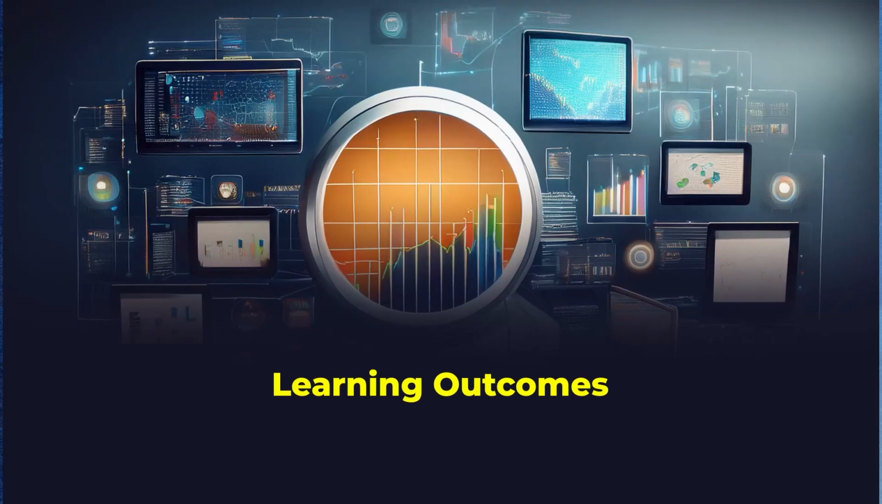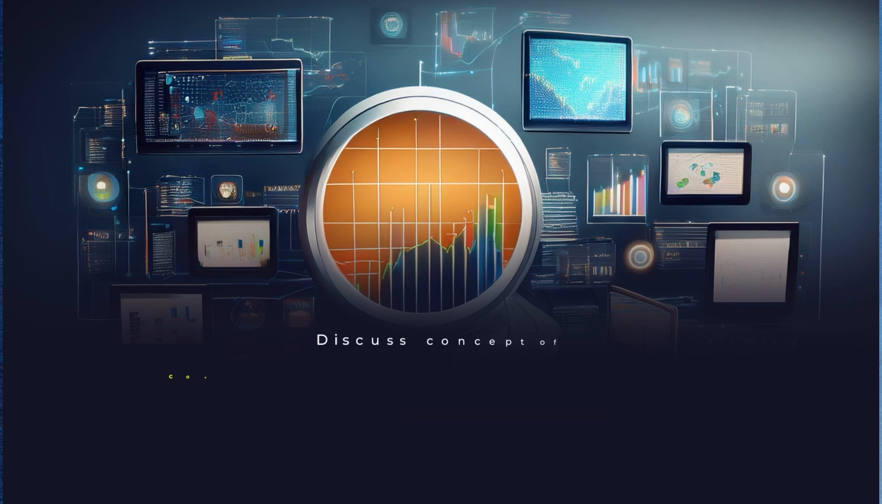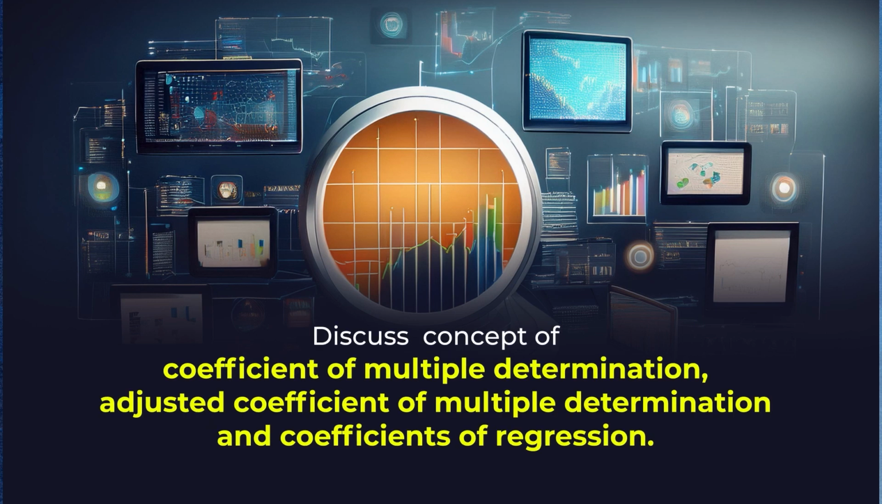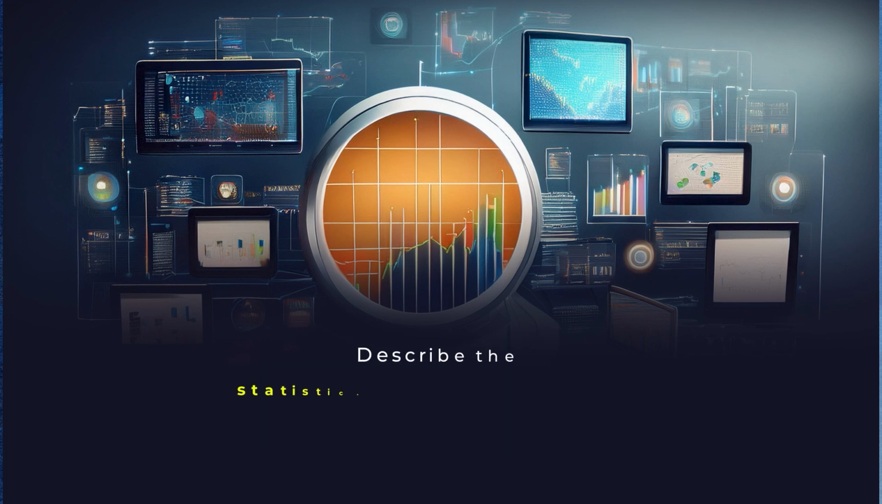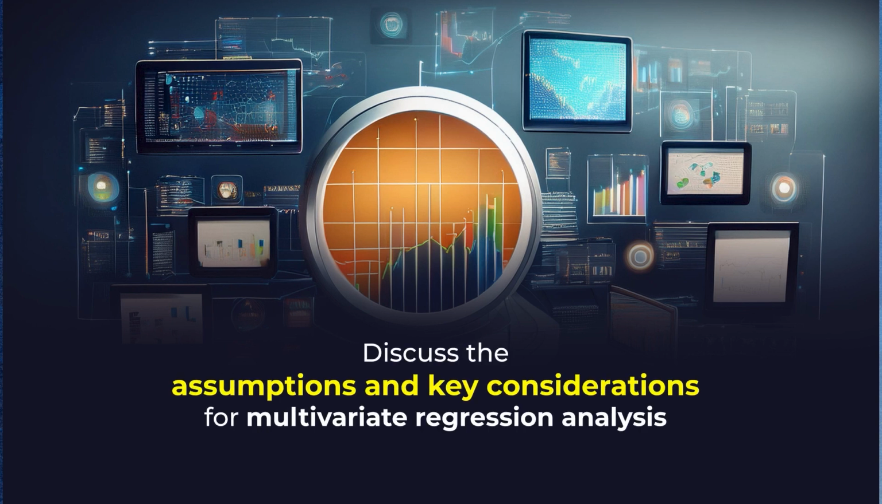Learning outcomes of this session are: explain the nature and methods of multivariate regression analysis, discuss the concept of coefficient of multiple determination, adjusted coefficient of multiple determination and coefficient of regression, describe the statistical significance test for the regression model, and discuss the assumptions and key considerations for multivariate regression analysis.